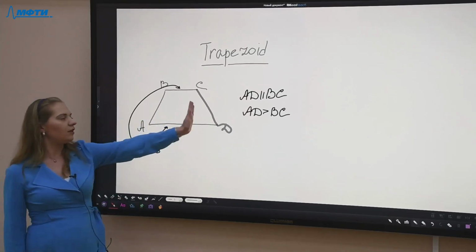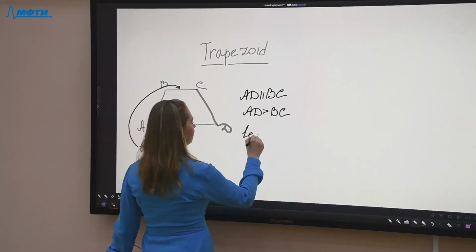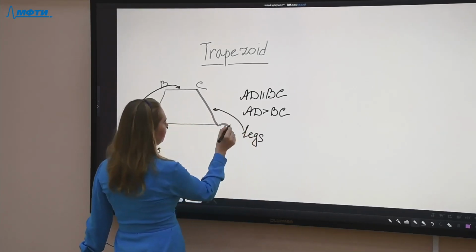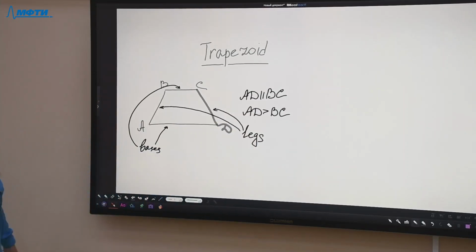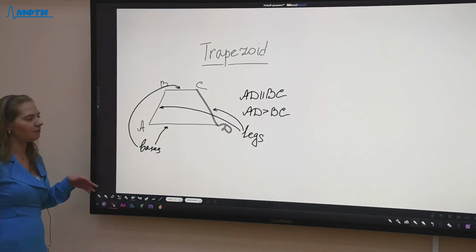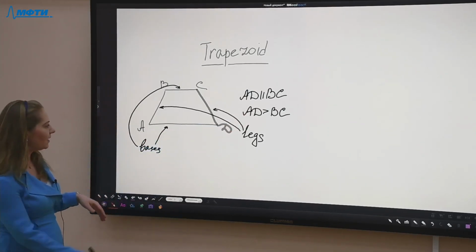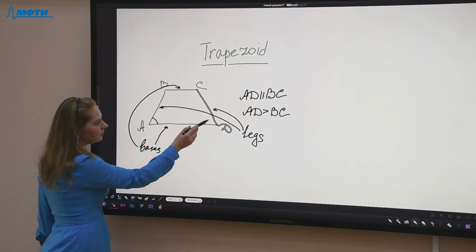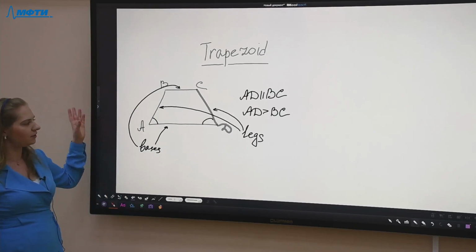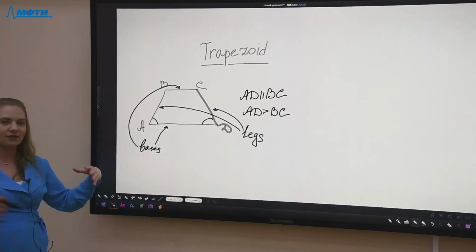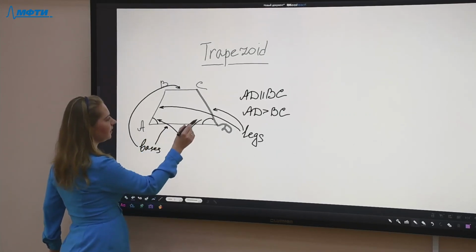The other non-parallel sides are called legs of a trapezoid. Well, what else? As I said before, one of the bases is always greater than another base. And the angles which correspond to the greater base are called base angles. So these angles are base angles.